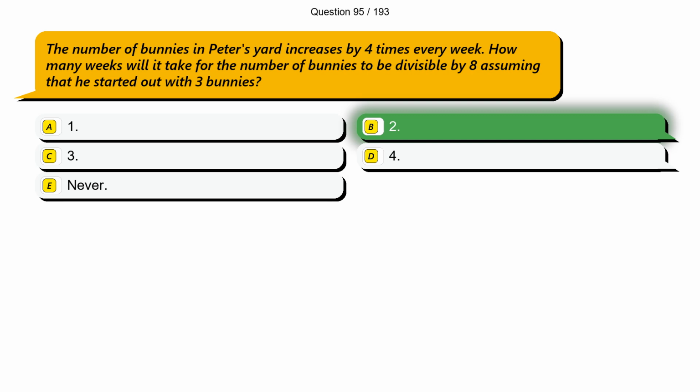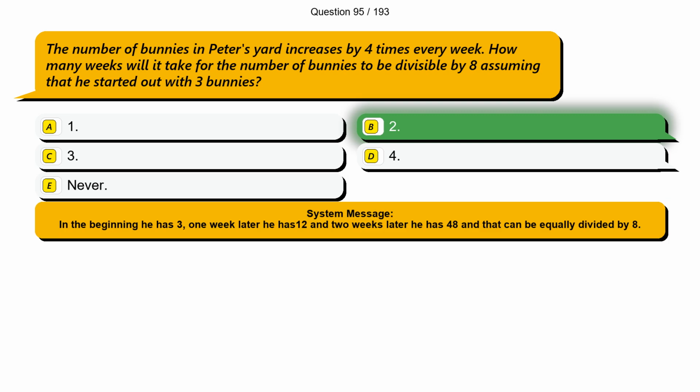The correct answer is option B, 2. In the beginning he has 3, 1 week later he has 12, and 2 weeks later he has 48, and that can be equally divided by 8.